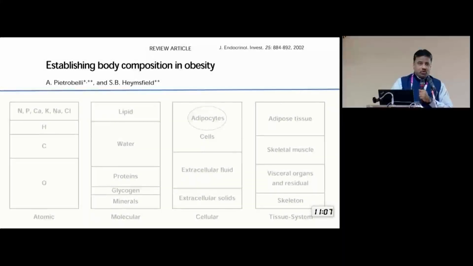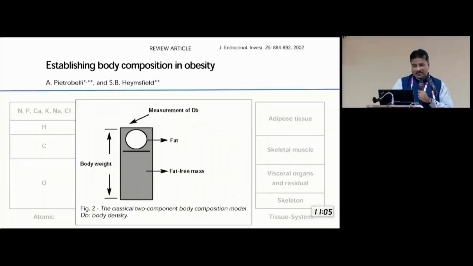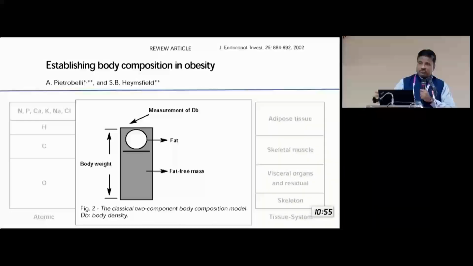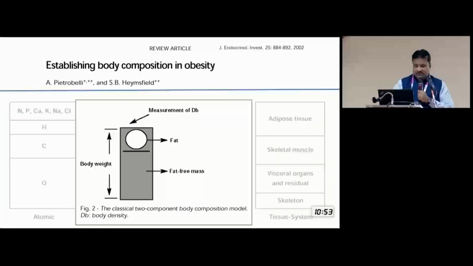As physicians, all of us are interested to know about the fat, and everything else which is not fat we would call fat-free mass. So it makes body composition look really simple. There's fat, and everything else which is not fat is fat-free mass.